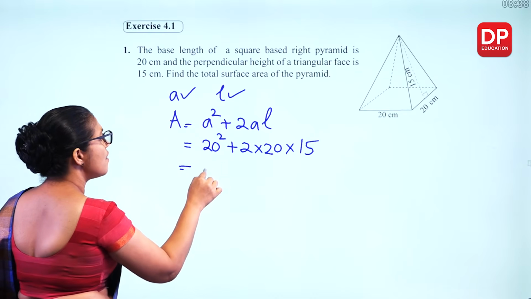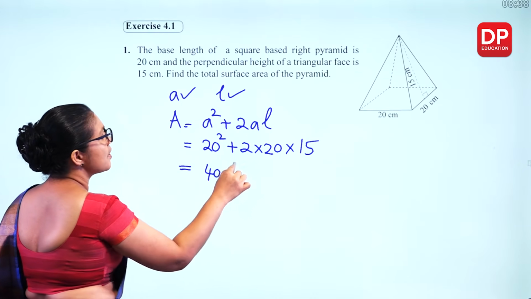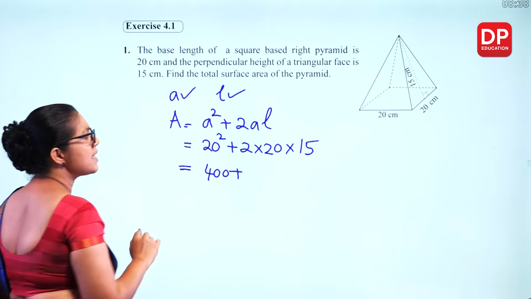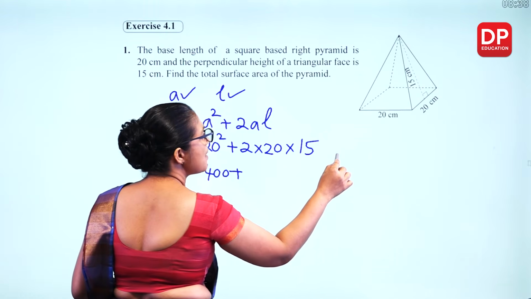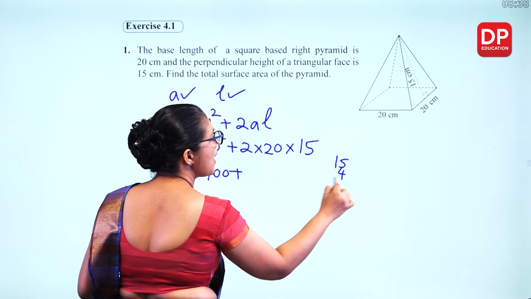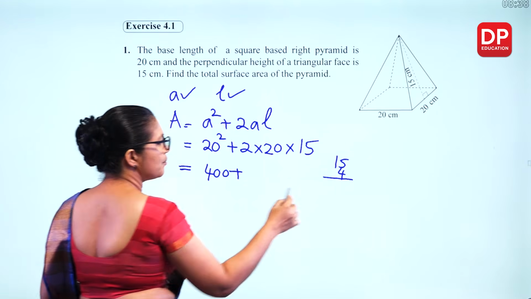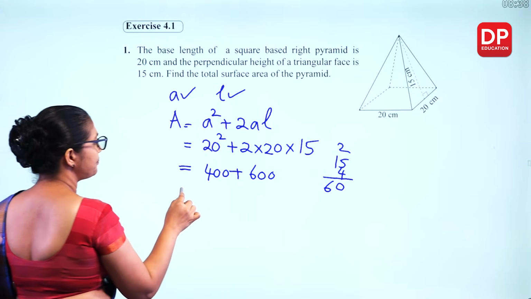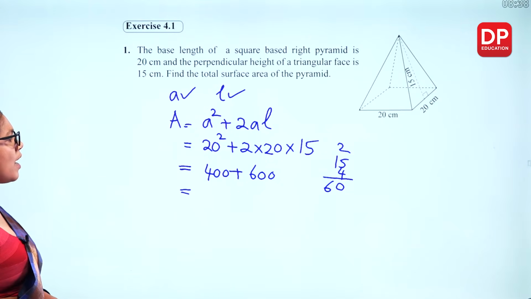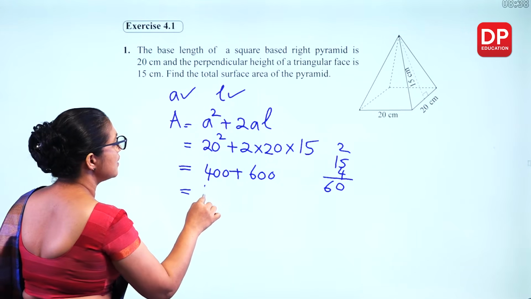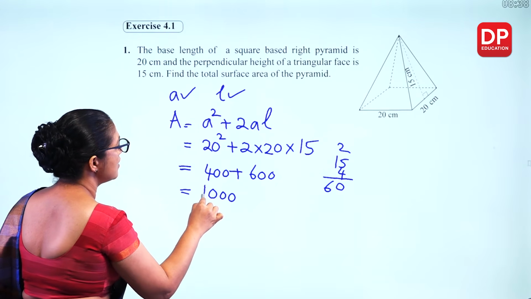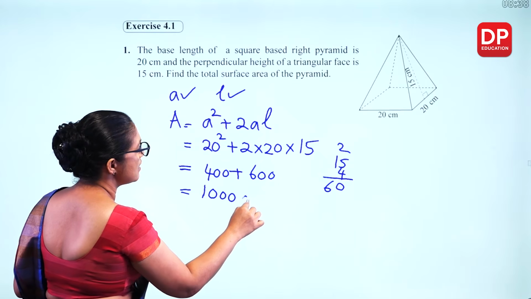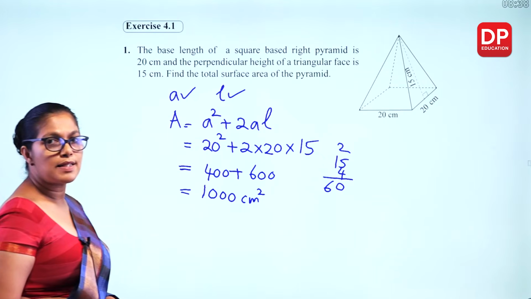Now find out the answer. 20 squared is 400. Plus, how can we do this one? 2 times 20, 40. 40 times 15. So 15 multiplied by 4 and put a 0. So 600. So 600 plus 400, you get 1000. So the surface area of this pyramid is 1000 square centimeters.